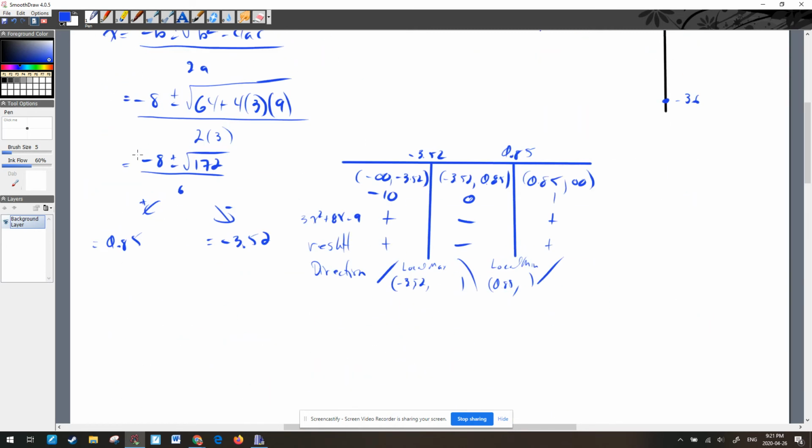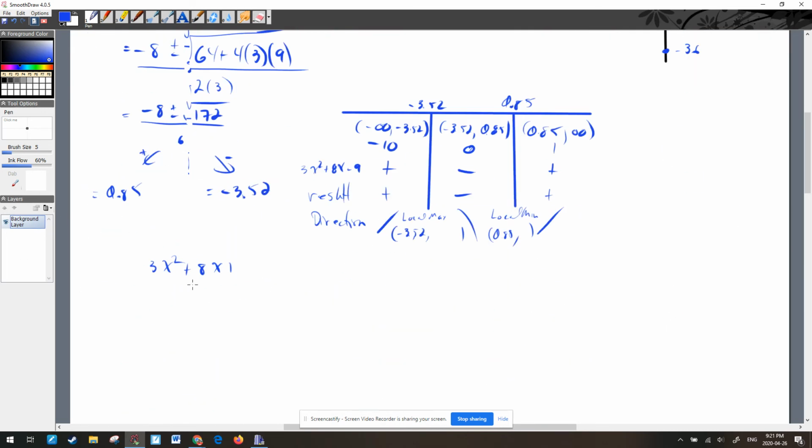So 3x squared plus 8x minus 9. I can't see it very easily. So 3x squared plus 8x, was it minus 9? Minus 9. There it is. So that's f prime at x.